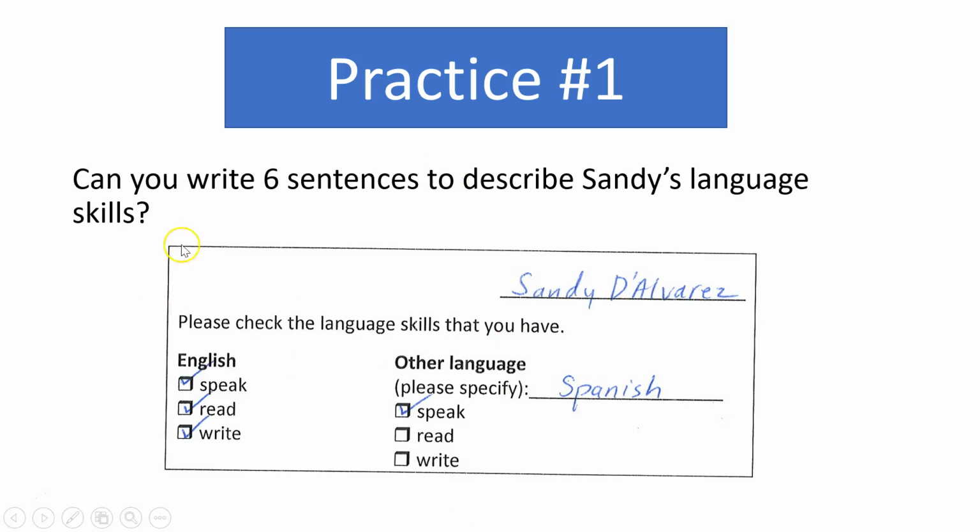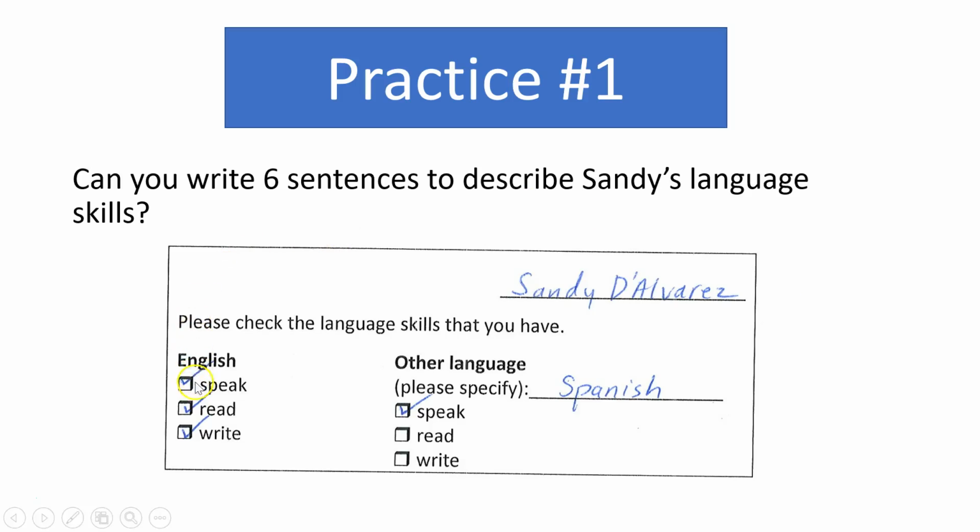This is a little part of a job application where the applicant's name is Sandy DeAlvarez. She's the person who wants a job, and the application asks, please check the language skills that you have. And you can see some of the boxes are checked. Can you write 6 sentences to describe Sandy's language skills?